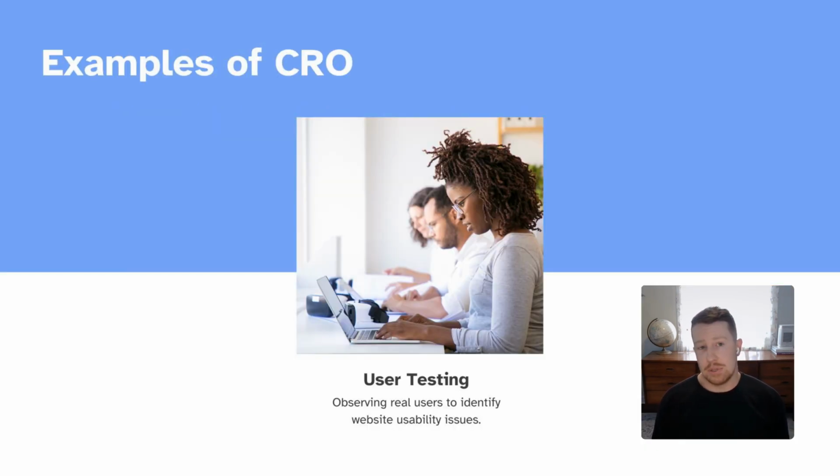So some examples of conversion rate optimization, CRO. This is the active process of testing on your website or digital foundation. One way to do this is actually user testing, so observing real users and identifying interactions that they're having on your website.